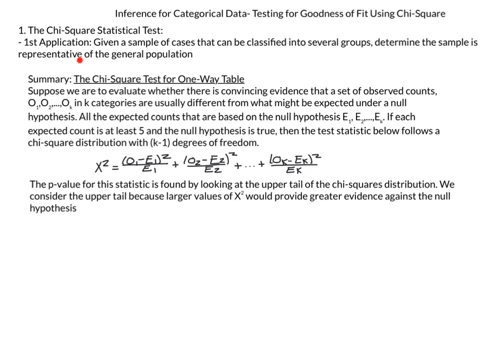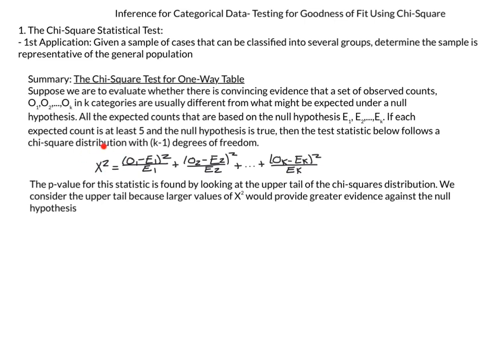One more note, we're going to look at why we look at the one-way table, the one with only the upper tail. Suppose we are to evaluate whether there is convincing evidence that a set of observed counts, O1, O2, up to Ok, in the k categories, are unusually different from what we might be expecting under a null hypothesis, the expectations being E1, E2, up to Ek. If each expected count is at least 5, and the null hypothesis is true, then the test statistic below follows a chi-squared distribution with k minus 1 degrees of freedom.